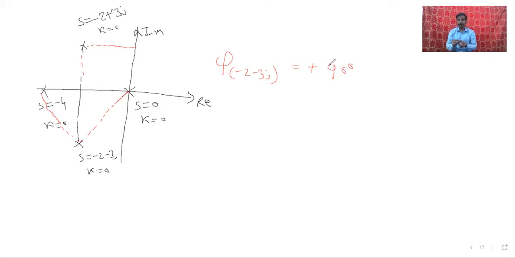So finally, what is the root locus plot? What is the root locus plot? So first draw the imaginary axis. This is the imaginary axis.